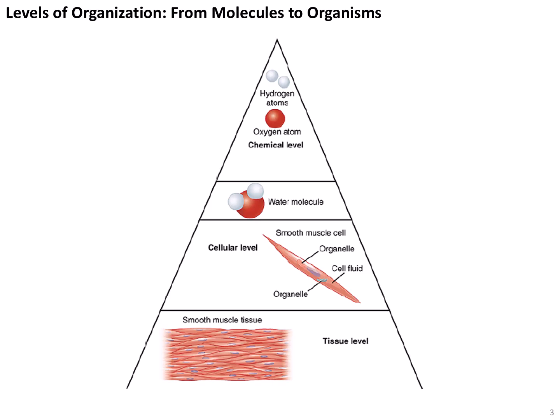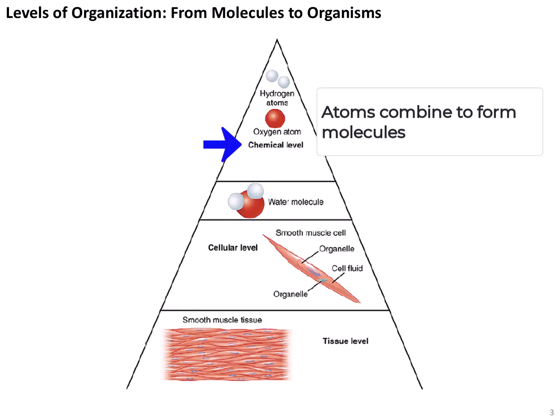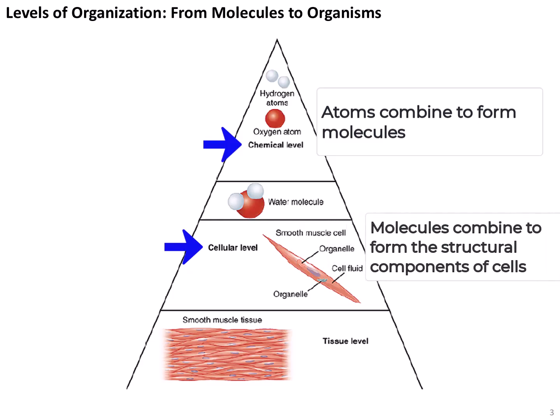Our bodies are organized in a complex way. To break it down, we have 6 levels of organization. The simplest level of organization is the chemical level of organization. In this level, atoms will combine to form molecules. In this diagram, hydrogen and oxygen atoms are combining to form water. The next level of organization builds from the chemical level and is the cellular level of organization. In this level, molecules combine to form the structural components of cells. For example, proteins, which are molecules, form the contractive proteins responsible for muscle contraction.